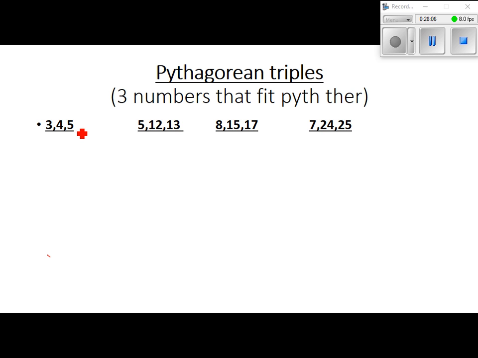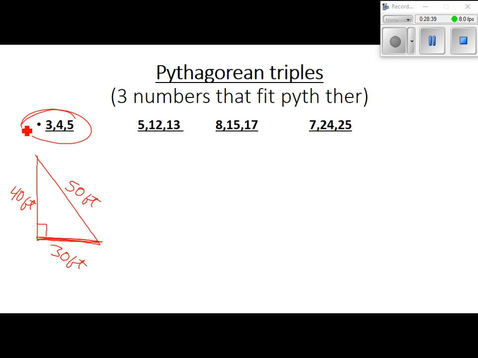Go back over it. Please try to start remembering some of these triples, just so you can see it. I know there was one problem on the worksheet, and it looked something like this. Had a tree and a wire out here that was holding the flagpole up and was 50 feet. The flagpole was a 40-foot flagpole, and they wanted you to figure out how far this should be. Anybody know how far that should be without going through a whole lot? 30 feet. Because it fits into that 3, 4, 5 triple.